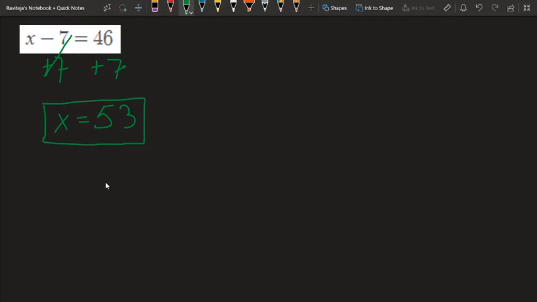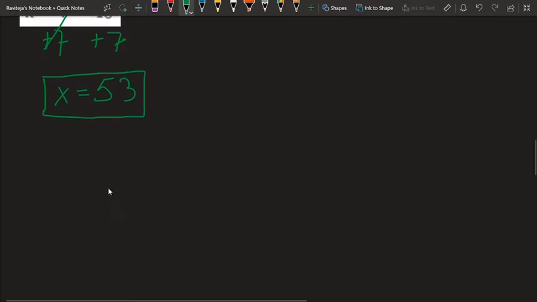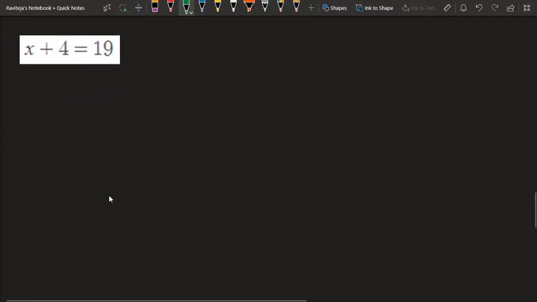So that is how you use addition. That's how you use the addition operation to solve your equations for x. Now, as we learned about the addition operation, let's move on to the subtraction operation. And as we can see, example number 3 will use that.